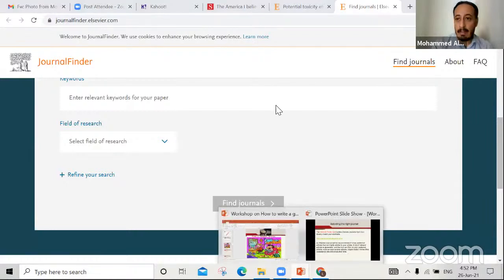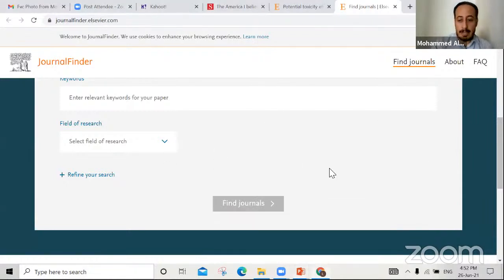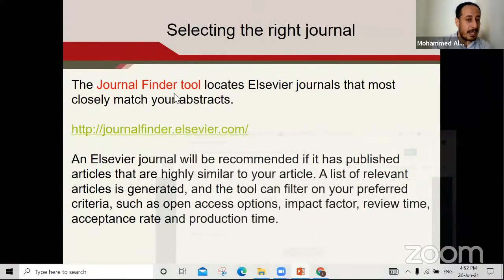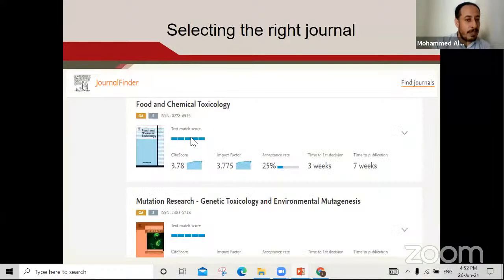After you click find the journal, you will get something like this. It will give you different suggestions with different journals arranged based on the matching. This is a 100% match to your article. And it does not only give you the matching score, it will give you the acceptance rate. So this journal has a 25% acceptance rate, and the impact factor is 3.7. And the time to first decision, before they send it to the reviewer, is 3 weeks. Time to publication, 7 weeks.